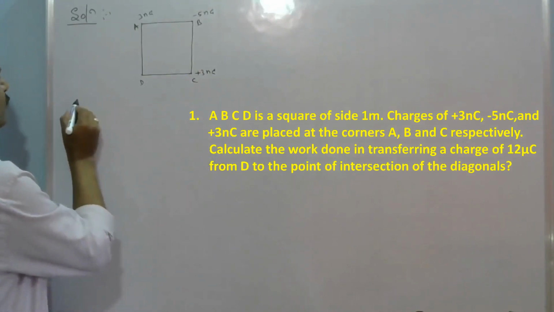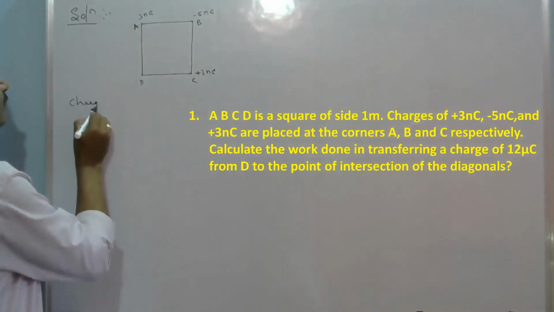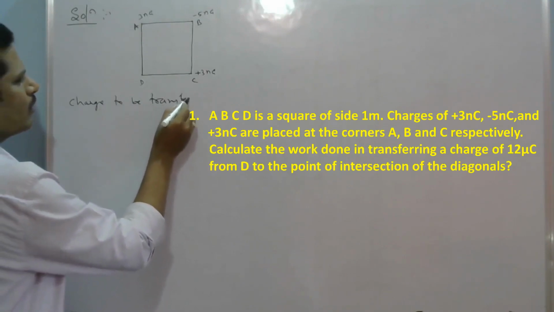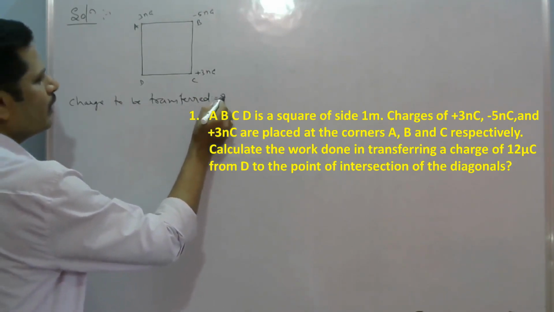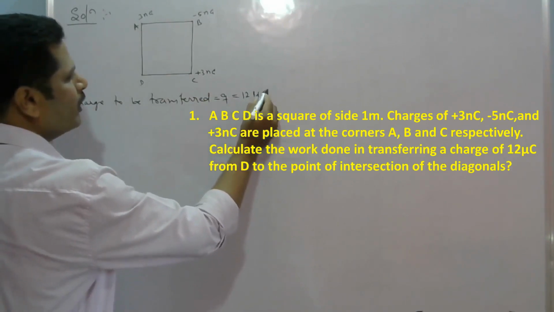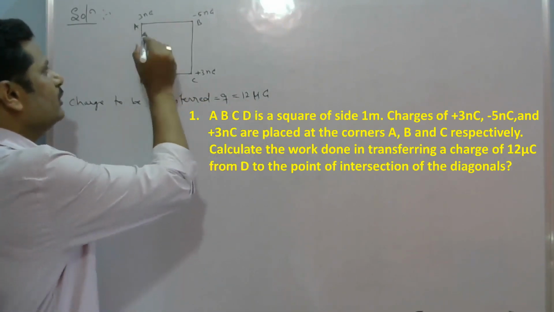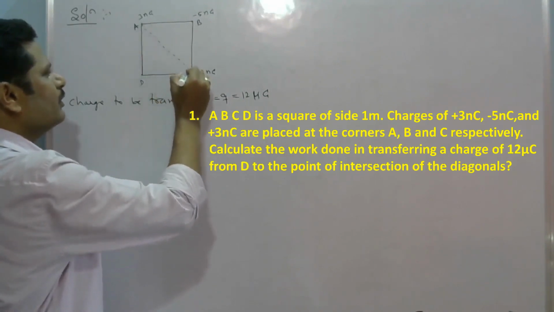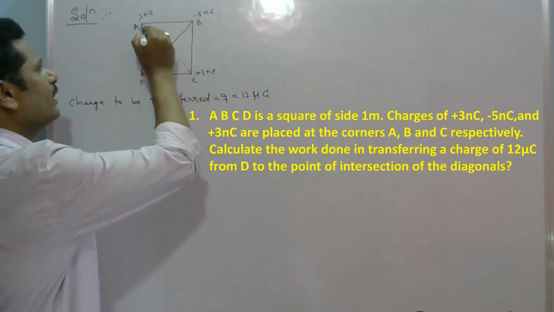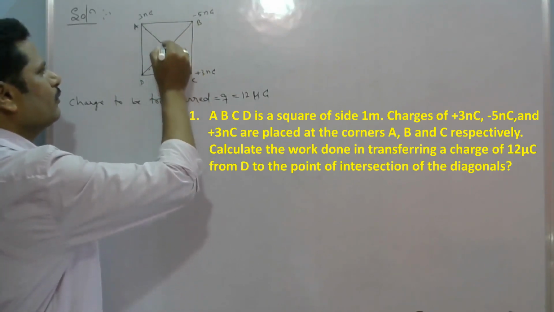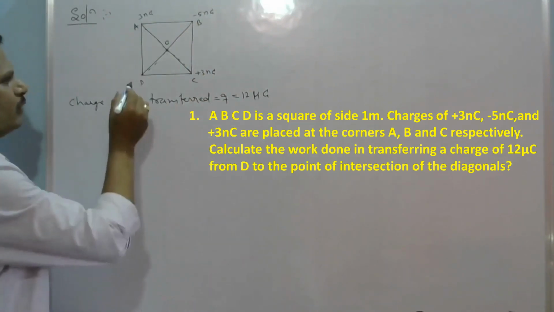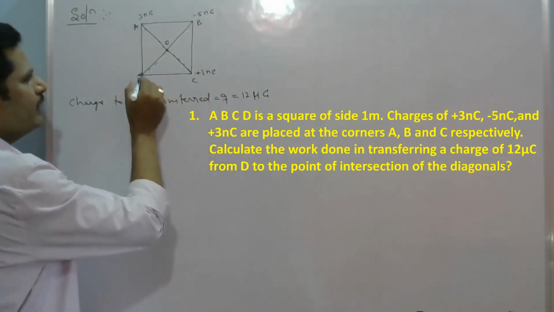So a charge has to be transferred. Let me take the charge to be transferred as Q, that is equal to 12 microcoulomb. From where to where do we have to transfer? From D to the point of intersection of diagonals. So let me draw the diagonals. This is the point of intersection of diagonals. Let me mark it as O.